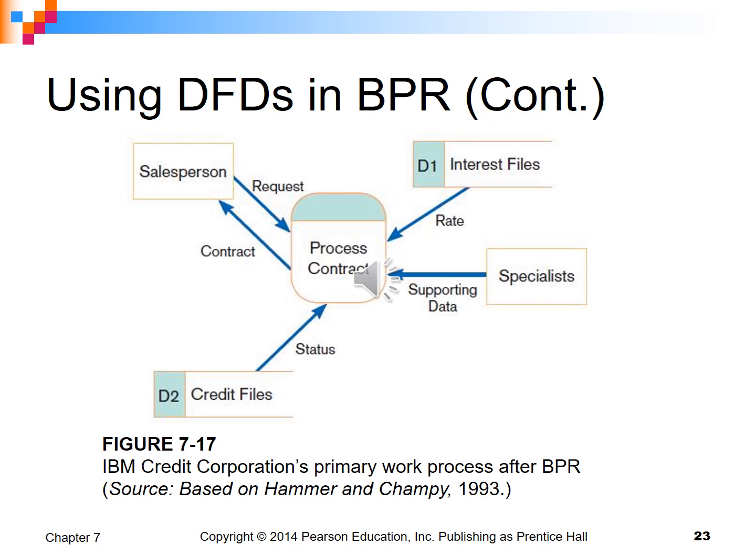Okay, if we see the output of the business process reengineering, which is the IBM Credit Corporation primary work process after the business process reengineering. You look at the salesperson, it works here as a source and sink. The process contract is inside, they changed whatever they changed. The credit file is still an input, and the interest file again it is. And they add one there, which is the specialist, which has supporting data to it.